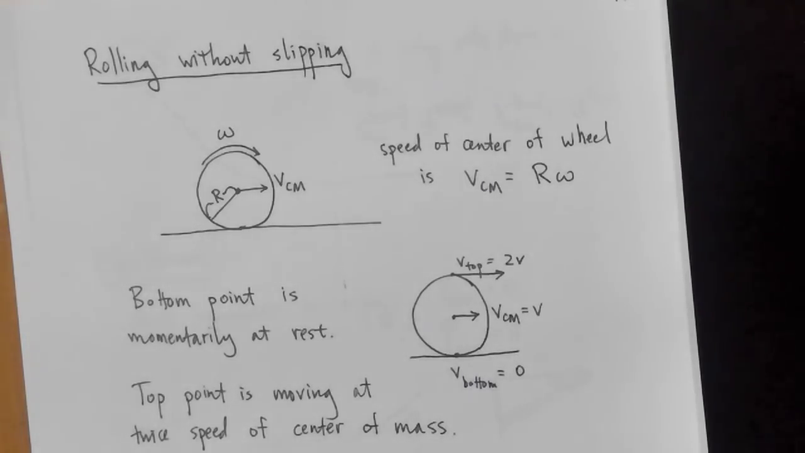V is equal to r times omega. I keep saying it, so hopefully it's sinking in. The speed of any point on the rim is going to be r times omega. Now, if I have this thing rolling along the ground, rolling along the table, then the speed of the center of mass of this wheel will also be given by the same formula, that is V is equal to r times omega.